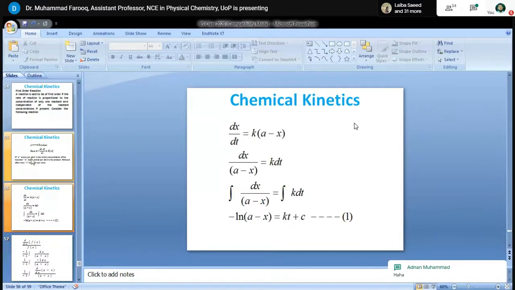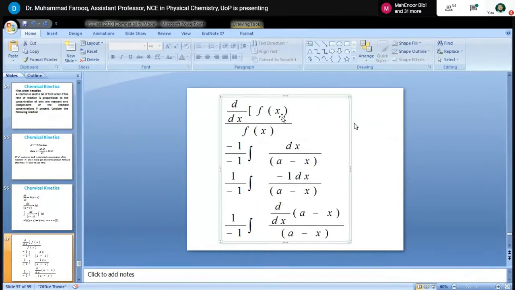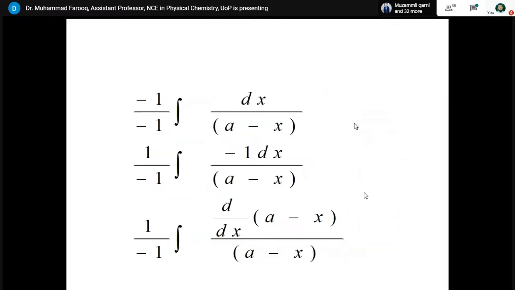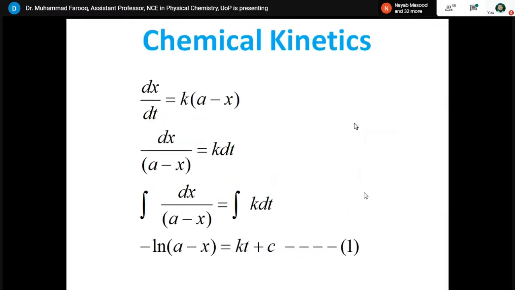Now, I just want to remove this one for the time being. I can cut it down. Now you can see, this is dx divided by a minus x integration is equal to k dt. Okay, this clear or not? Yes, sir, it's clear. Now, how to solve this equation? Now, this is equal to minus log of a minus x is equal to kt plus c. How is this possible? How can we solve this one?